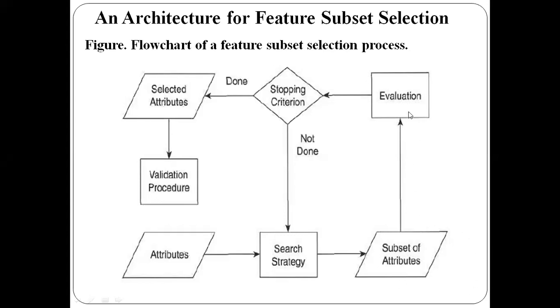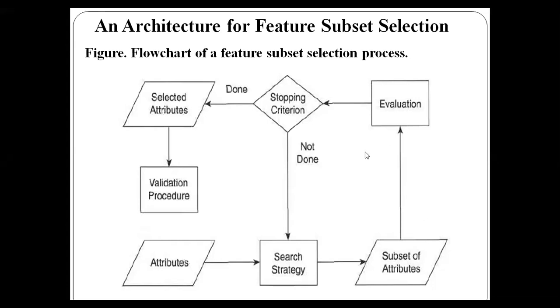Okay. So here the second step is the evaluation measure. The evaluation measure will be used here in order to measure the goodness of a subset of attributes. Whether that subset of attributes is good for my data mining algorithm or not, I need to evaluate here. So for that, we require a measure. We have two different kinds of measures based on the method of feature subset selection.